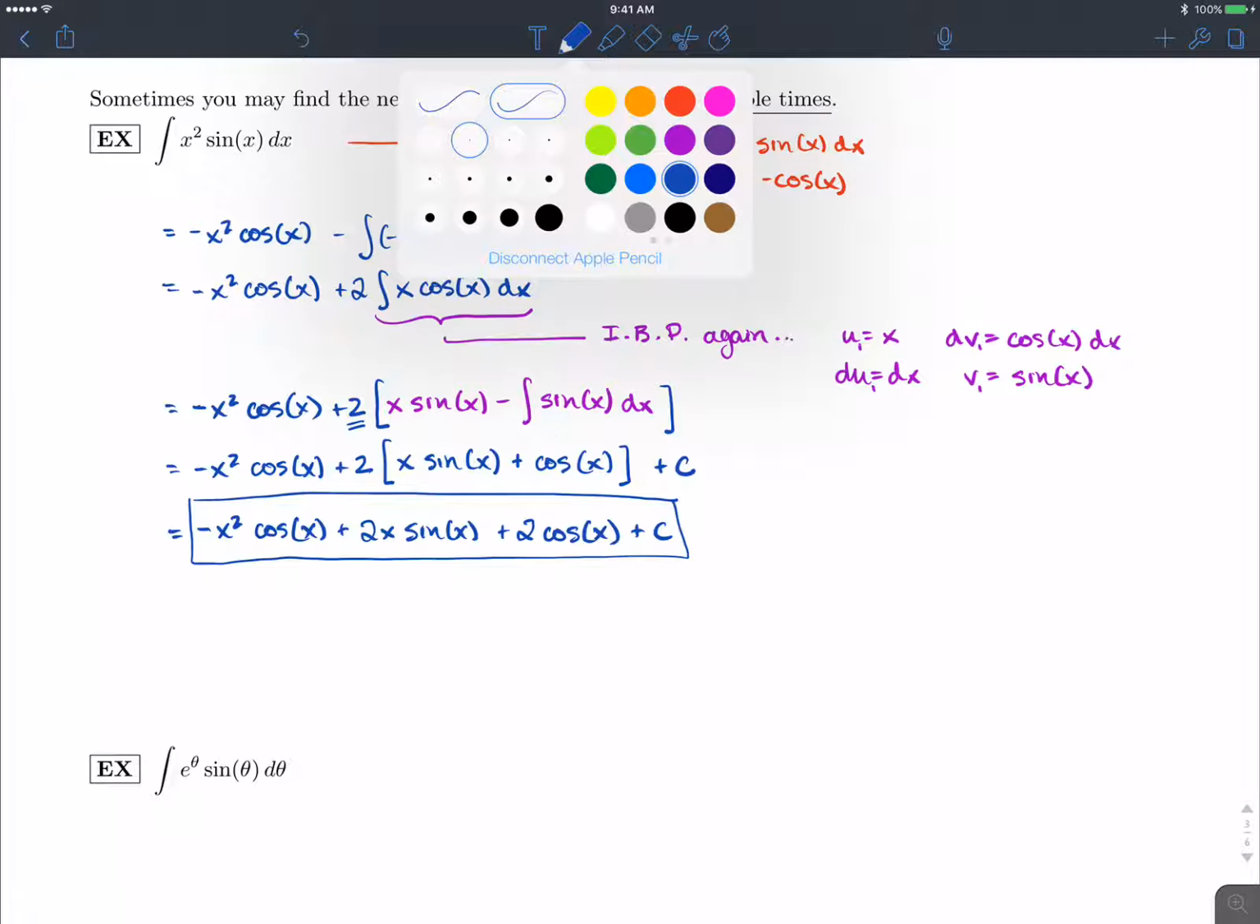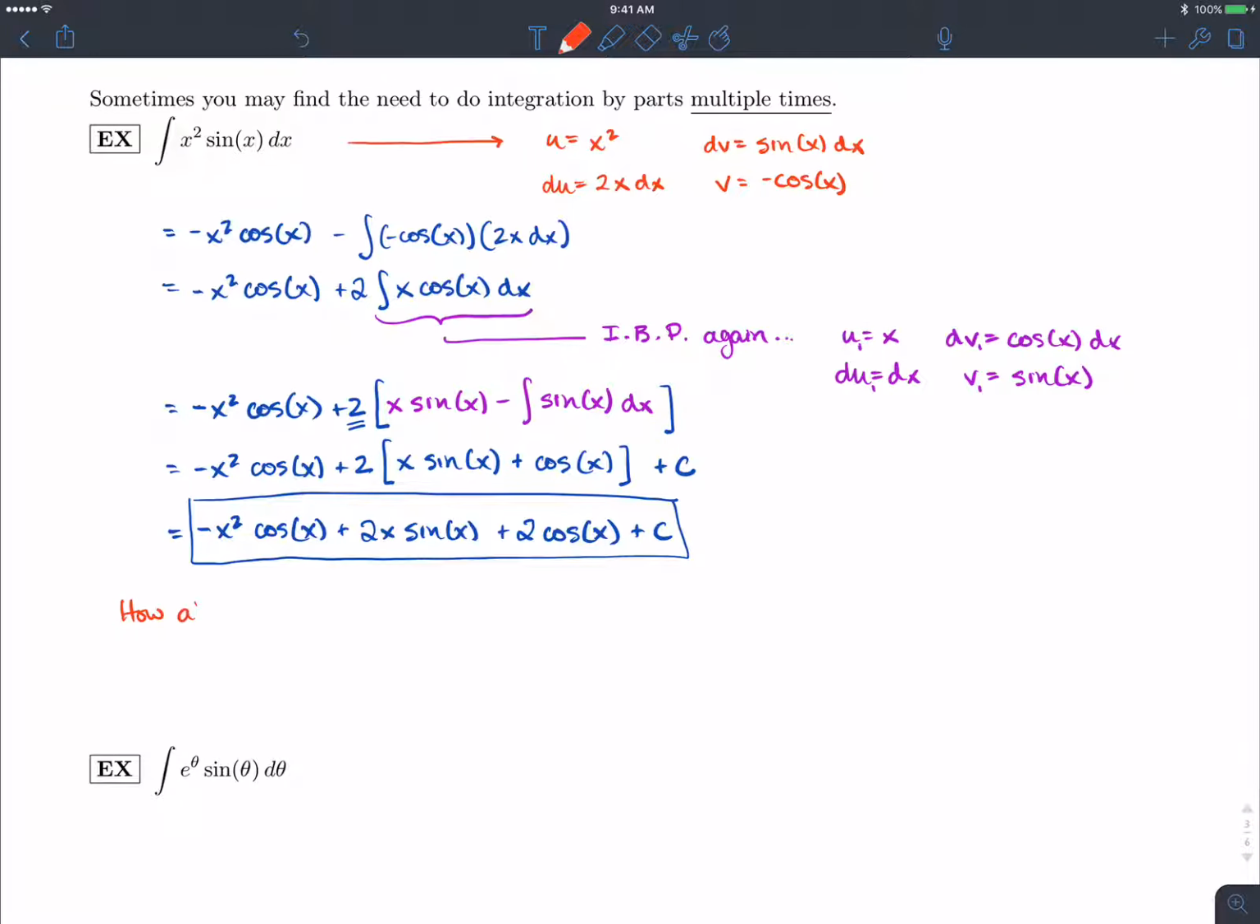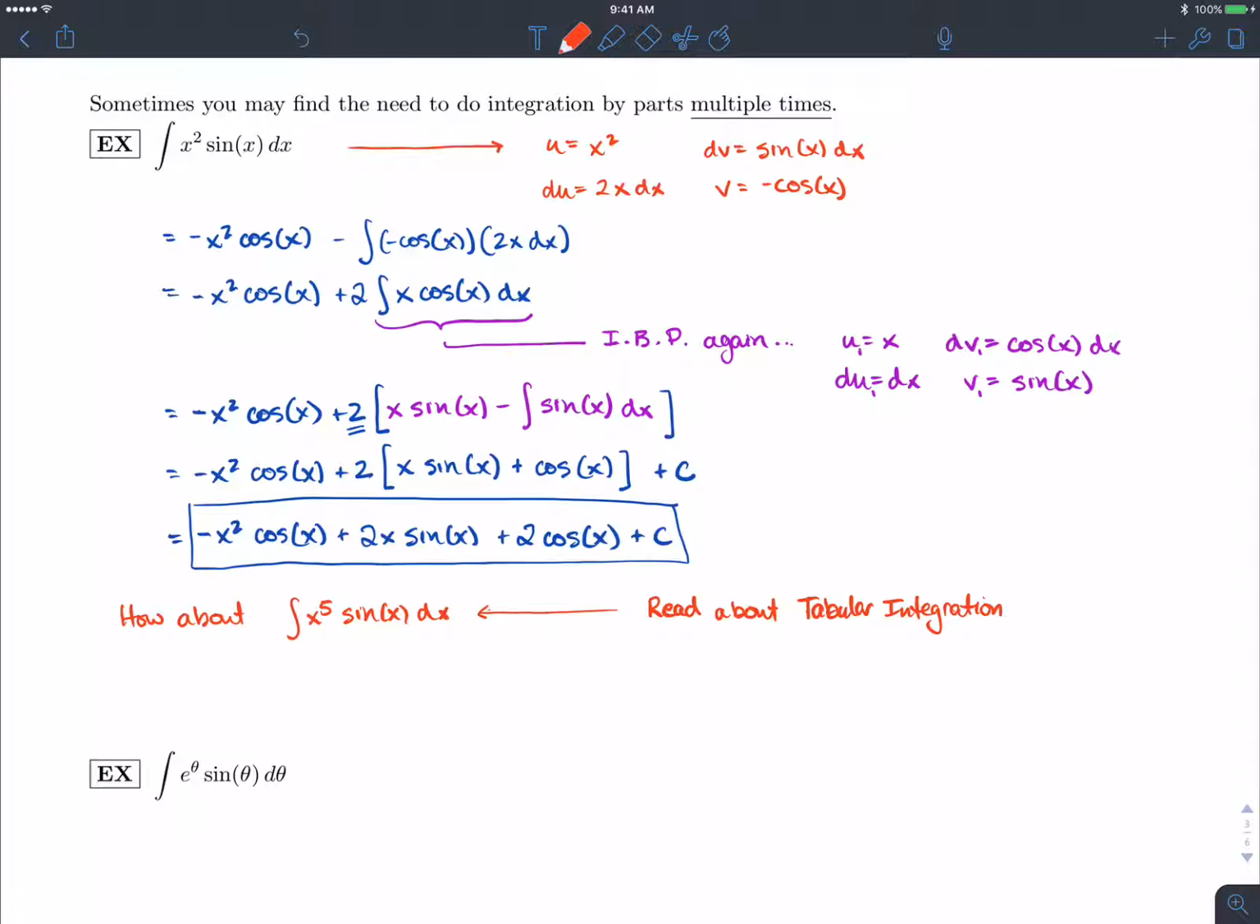Now, just as a little side note, if you had been given something like x to the power of 5 sine of x dx, and I'm not going to give you something like this on a test or even on the homework, based on what we just saw here, it took us 2 integration by parts to get rid of that x squared. We would have to do integration by parts 5 times in this case. Again, it's not something that I'm going to test you on, but there's an easier way out for integrals like this. It's something called tabular integration. It's kind of a trick. I don't particularly care for it, so I don't tend to teach it. But if you're interested, you can read about it in the text, something called tabular integration. So consider it if you'd like, but it's not required.